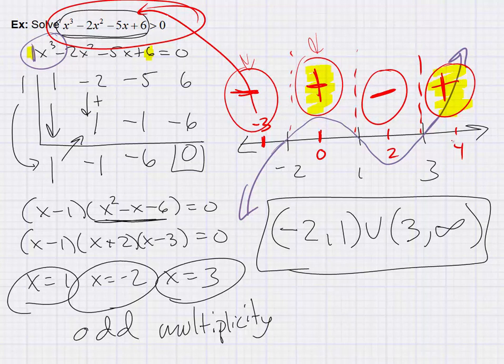So that's how you solve polynomial inequalities. Remember, it's not always going to be minus, plus, minus, plus, minus, plus. Sometimes you get two pluses, sometimes you get two minuses. That'll be mainly when you have an even multiplicity. So when you have an even multiplicity, you'll have the same sign on either side. Odd multiplicity, you have different signs.